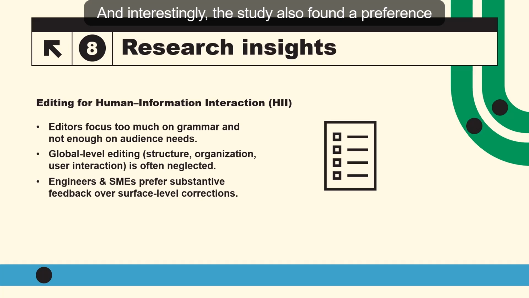And interestingly, the study also found a preference for substantive feedback. Subject matter experts, or SMEs, prefer higher level content focused revisions rather than just grammar and style fixes. So why does this matter for editors? If editors focus only on copy editing, they risk producing grammatically correct but ineffective documents, ones that may be hard to navigate, poorly structured, or misaligned with user expectations.